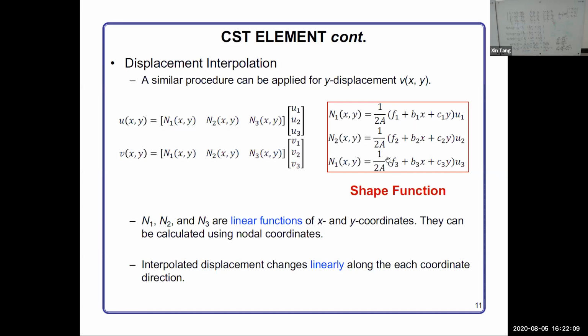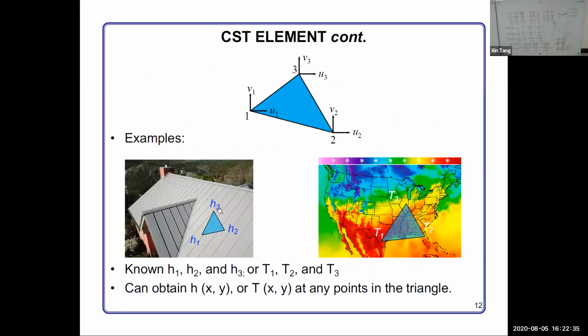Because we derived these three functions, and they are all linear, right? They are all linear functions of x and y. They only have one order, and they also have rigid body constant values. Because they are all linear, this means the displacement within this element is also linearly distributed. It's like this roof, the displacements are all linearly distributed.